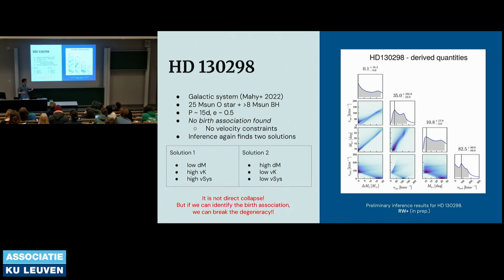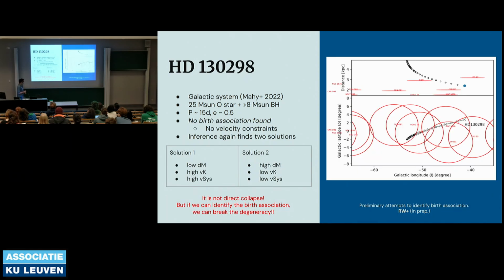So even in lieu of a direct answer of saying it's this peak or this peak, we know that this was not a direct collapse system, right? We know that this must have been partial fallback. However, if we can identify the birth association, if we can find the host that it came from, we can get a stronger constraint on VSys, which allows us to break this degeneracy and figure out which of these 2 peaks is preferred for this particular system.